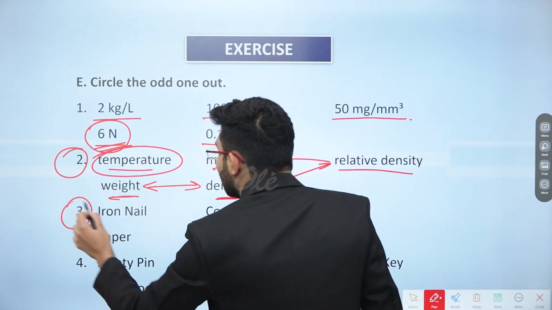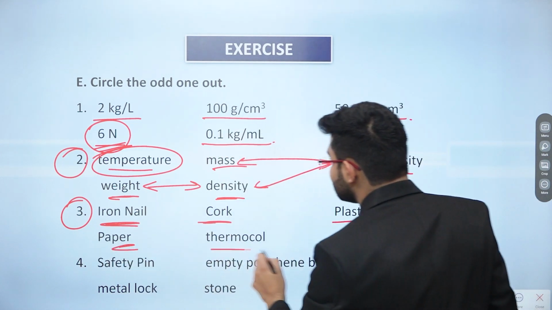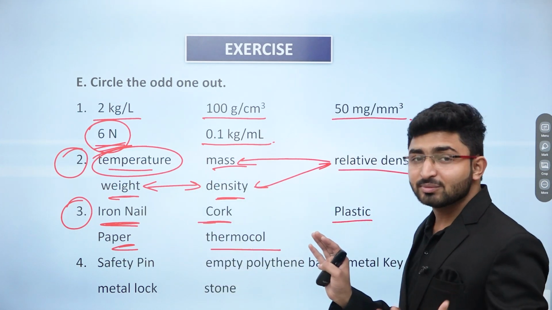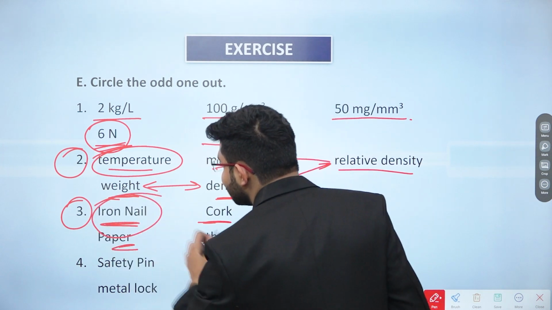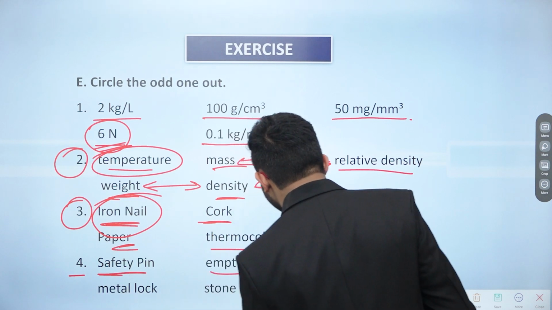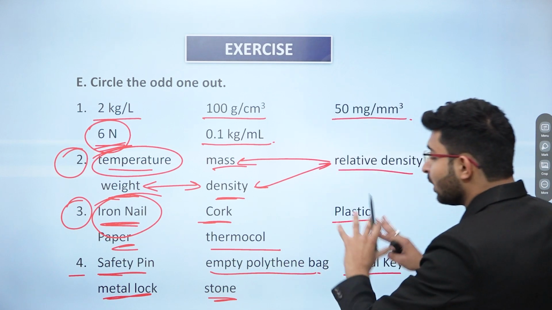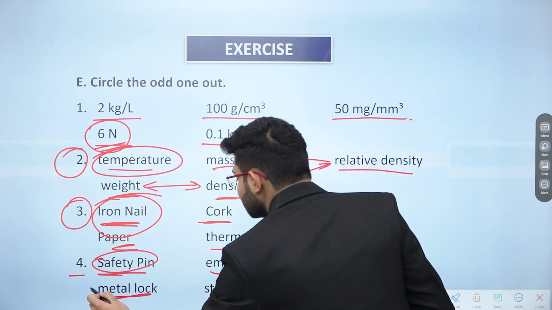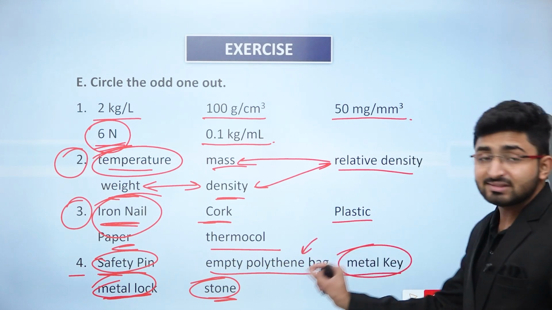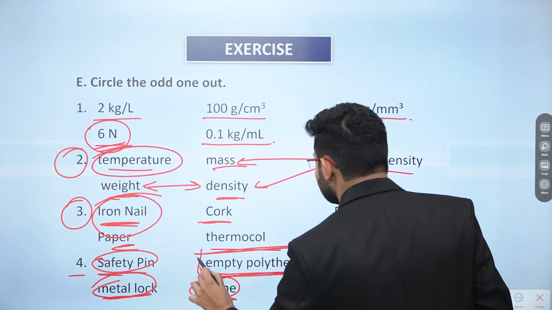Then we have iron nail, cork, plastic, paper and thermocol. Here we can see that the maximum density particle is iron nail, and that's why it's the odd one out here as well. The next one is safety pin, empty polythene bag, metal key, metal lock and stone. This one, this one, this one and this one have a larger density than this one, which has the least density here, which is the empty polythene bag. So this will be the odd one out here, that is empty polythene bag.